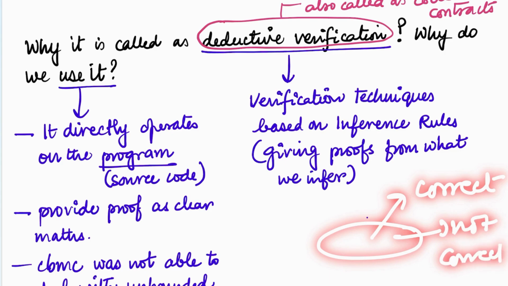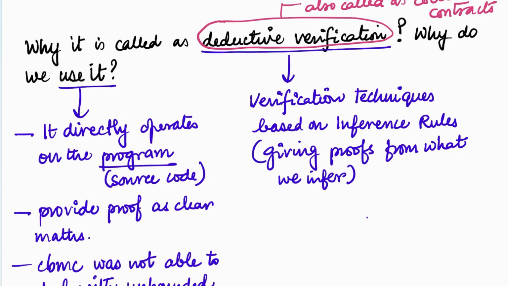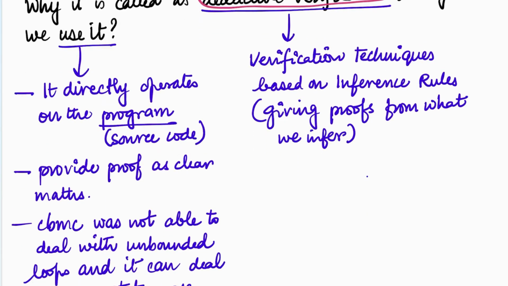Now, second, why do we use it? We use it because it will directly operate on the program, that is the source code. If it doesn't operate on the source code, then there can be only other technique, which is model checking. And model checking is very important. But right now, because we are focusing on the program and we do not have to convert it into a model, it is the convenient technique that we can use. Second reason is it will provide clear math. So we will go through the grammar, we'll go through the rules that are followed while doing Hoare calculus or while proving a program correct with deductive verification.